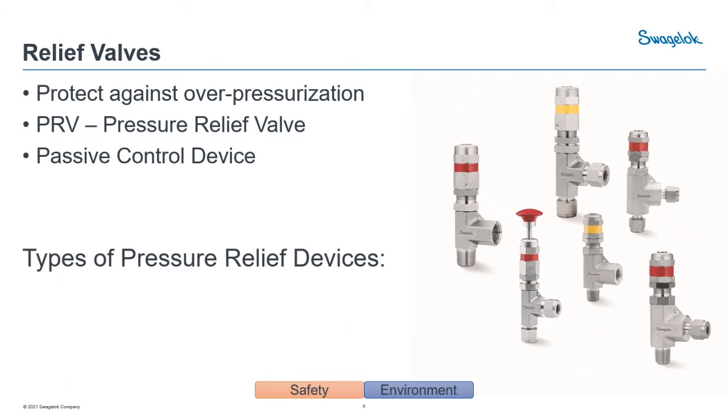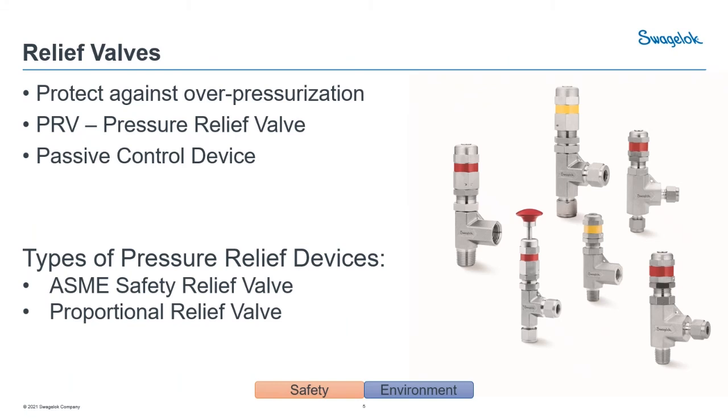There are two primary types of pressure relief devices. There's an ASME safety relief valve, and then there's what's called a proportional relief valve. A safety relief valve, when opened by system pressure, will dump the entire system media.